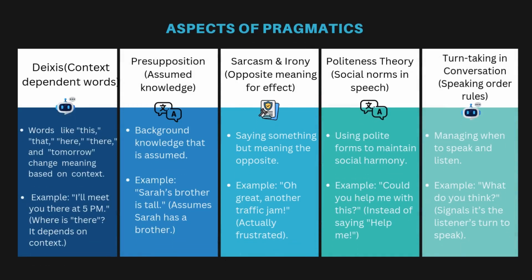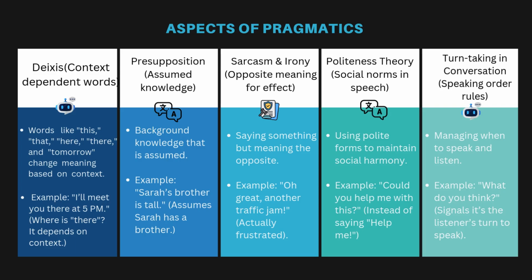First is deixis. Words like this, that, here, there, change meaning based on context. Example, I'll meet you there at 5 p.m. Where is there? It depends on context. Now next is presupposition. Background knowledge that is assumed. Example, Sarah's brother is tall. Assume Sarah has a brother.